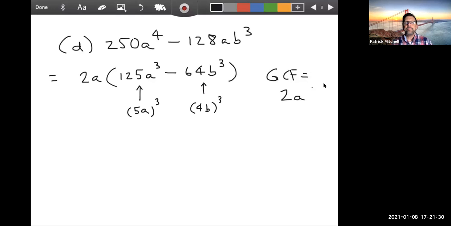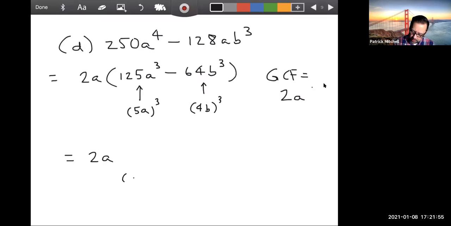Okay. Now, don't forget about your GCF. Sometimes even my A students, after they factor out the GCF, they kind of forget about it and it gets lost. All right. So what would be parked next to the 2a would be my factored out difference of two cubes. So it is a difference of two cubes.